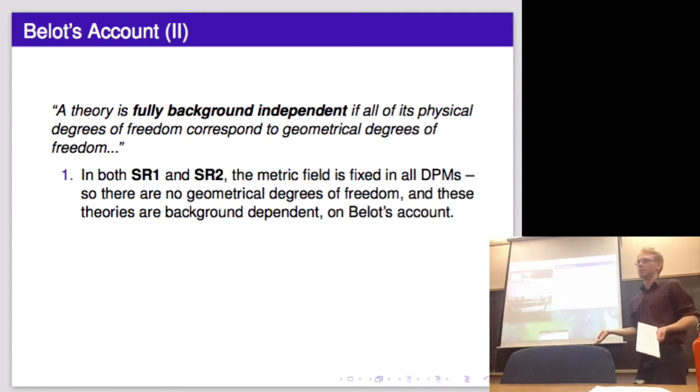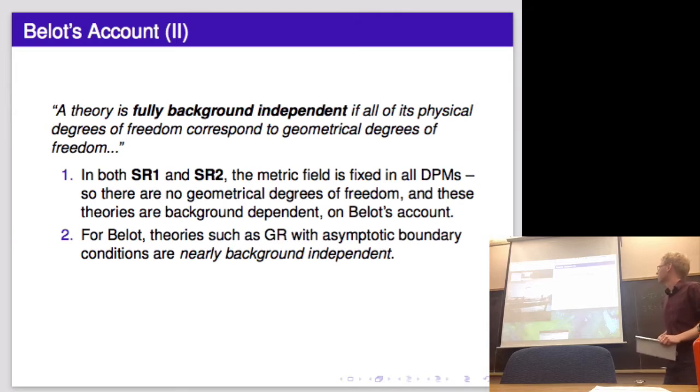One thing that's interesting about Belot is that his approach is able to deliver intermediate verdicts on background independence. So as I said, in general relativity, it seems like we do have this case where every physical degree of freedom corresponds to a geometrical degree of freedom. But then he says, suppose that we impose some boundary conditions on the geometry of the theory, for example, asymptotic flatness. Then we reduce the number of geometrical degrees of freedom in the theory by a finite amount. So it turns out that such otherwise background independent theories, but with boundary conditions, are nearly background independent. And Belot makes this precise in a technical sense, but hopefully this is enough to give the gist.